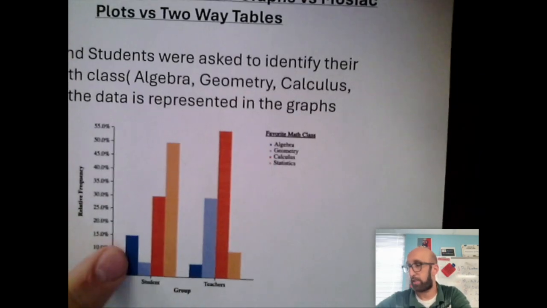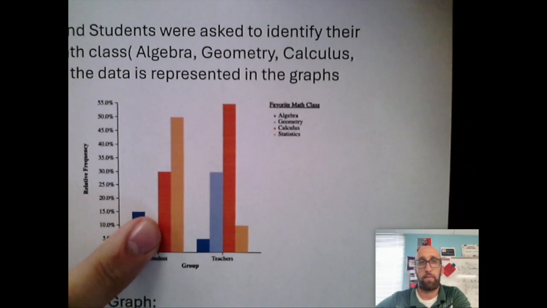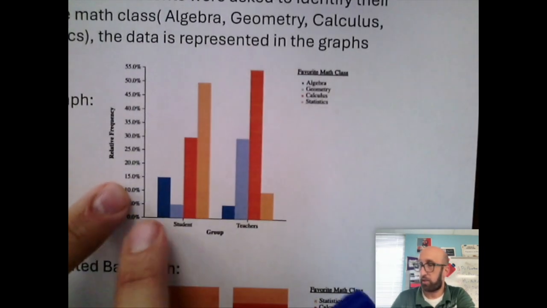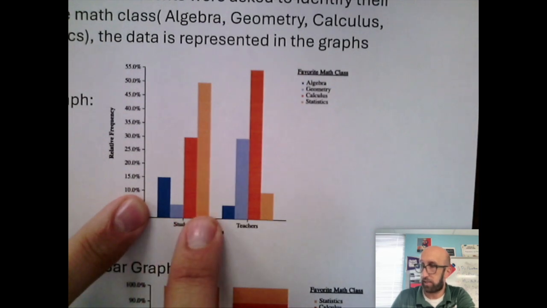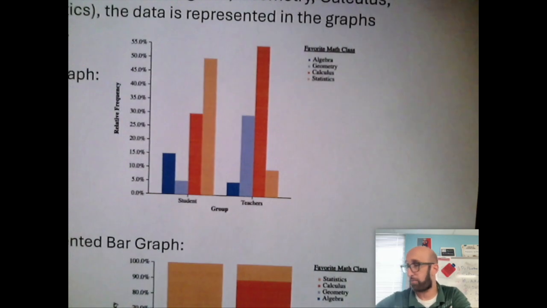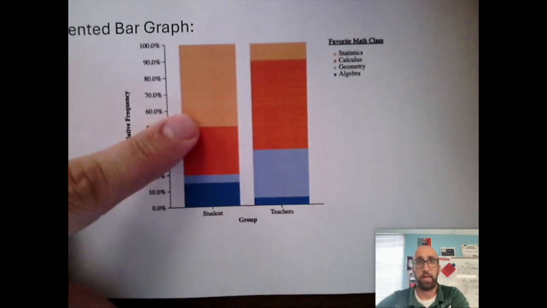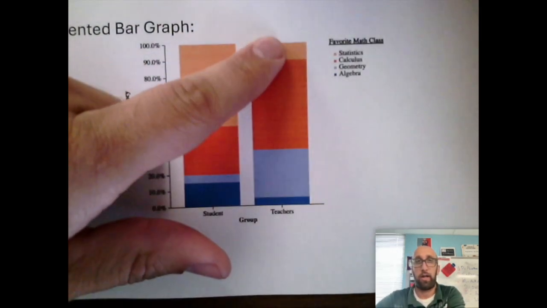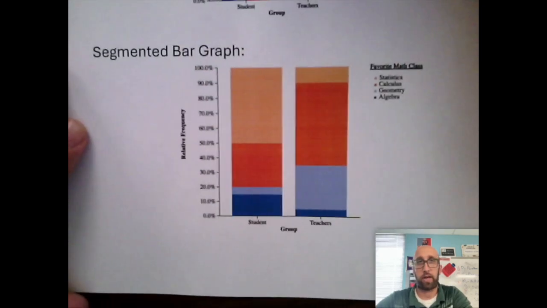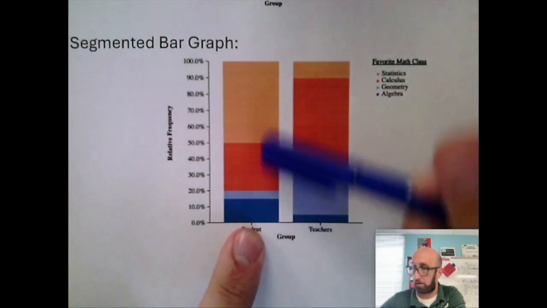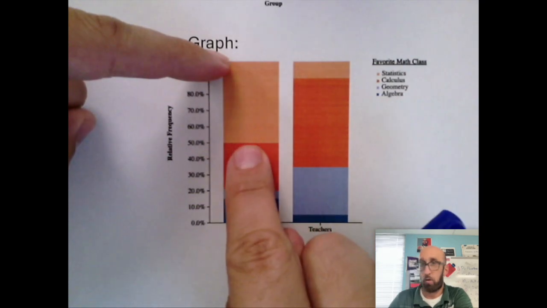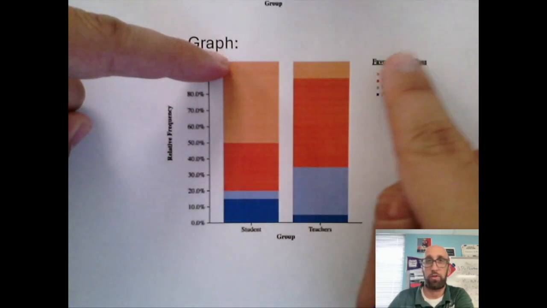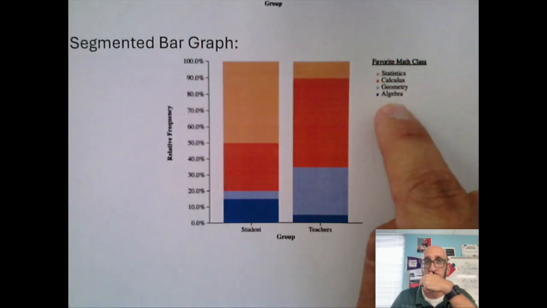Essentially what happens is you just take all these bars and stack them up. So imagine if I took my students' algebra, geometry, calculus, and statistics bars, stacked them all up, you get this big old bar here. And then do the same thing for teachers. So what happens is the entire bar represents 100% of the responses. And then you break down what chunk of the 100% goes to each of these categories, right?